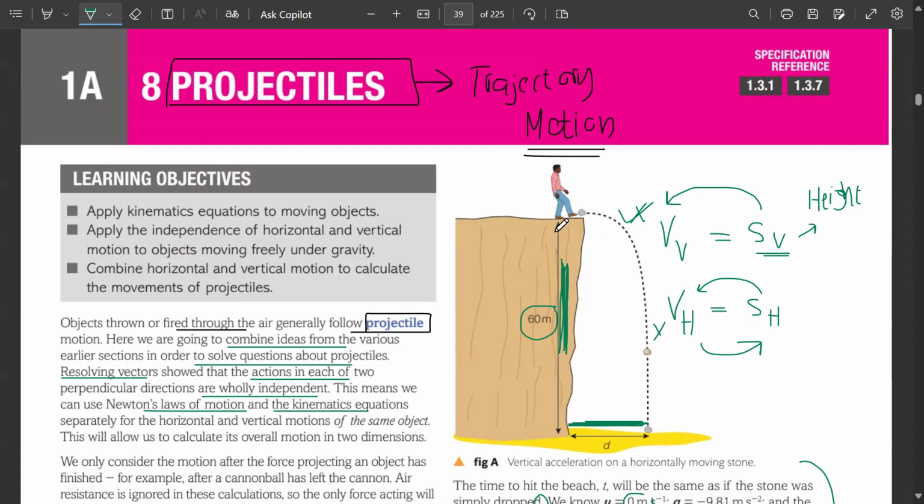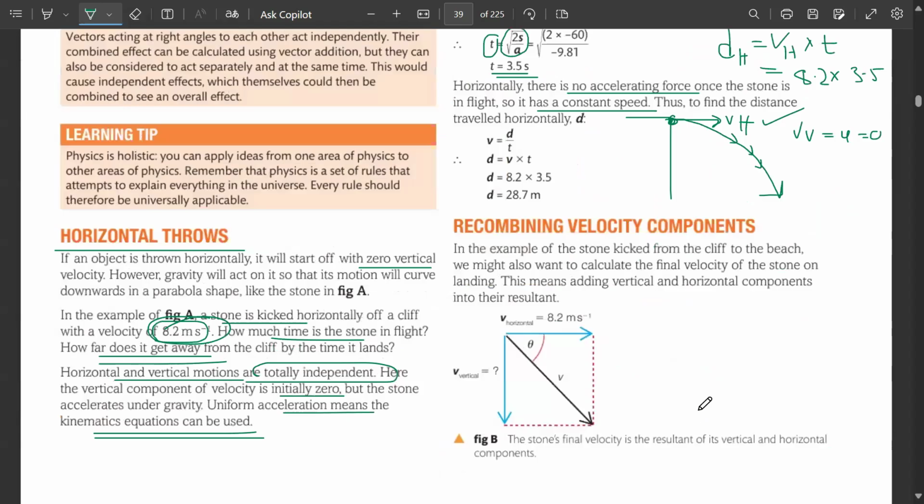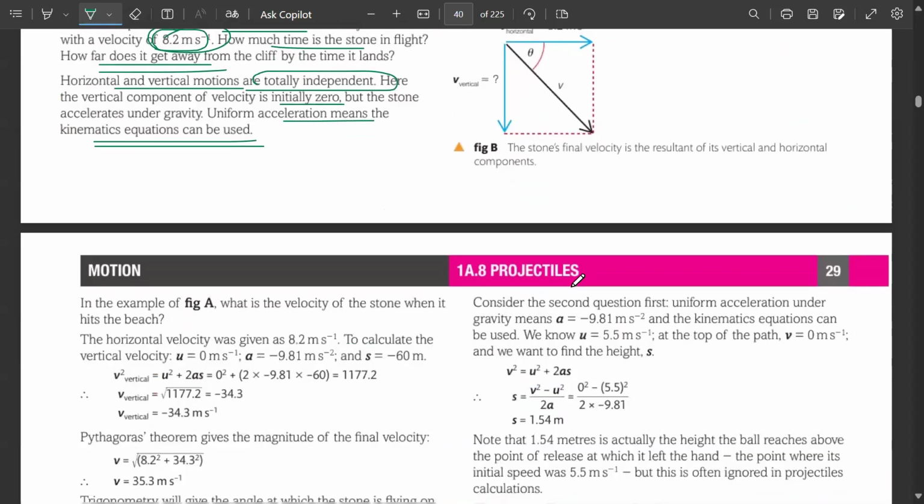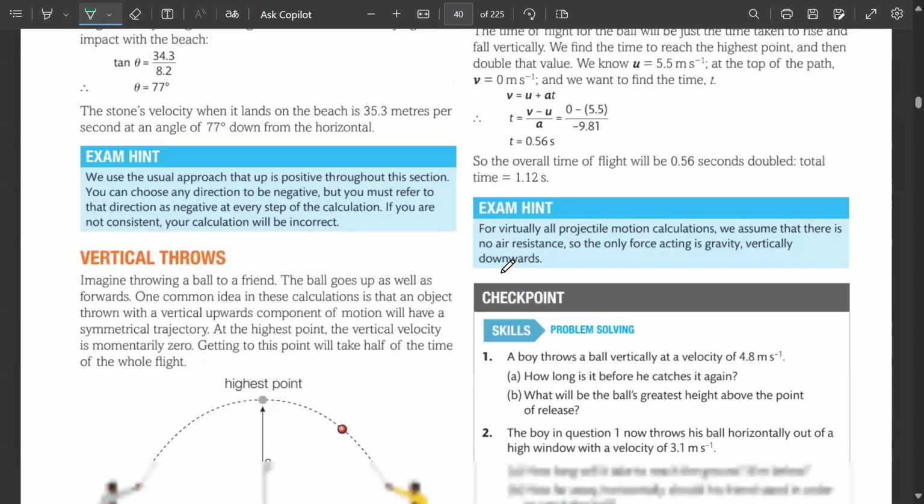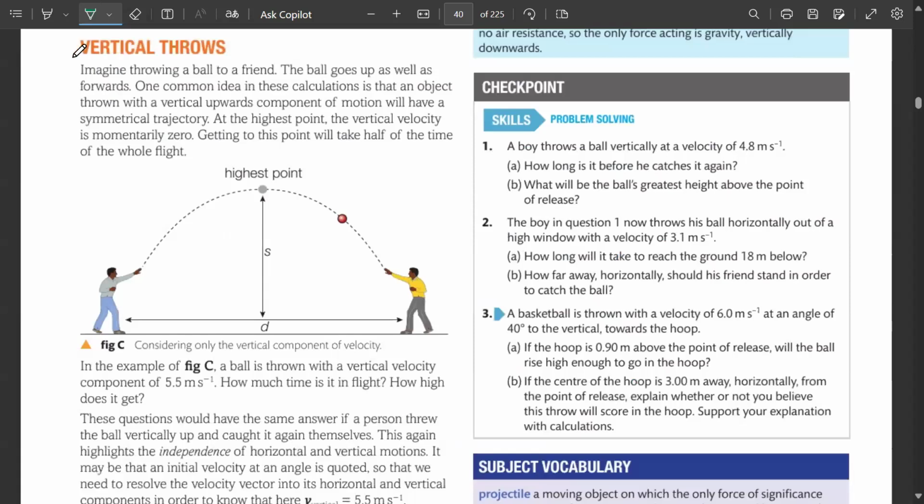Because the velocity overall, आपके पास इस direction में, this is the resultant. This is the resultant of velocity. To find the height, you're going to use what? If this is the angle, you're going to use V sine theta for finding the height. And for finding the horizontal distance, you use the horizontal component of velocity, which is V cos theta. So let's see another example and let's talk about vertical throws as well.